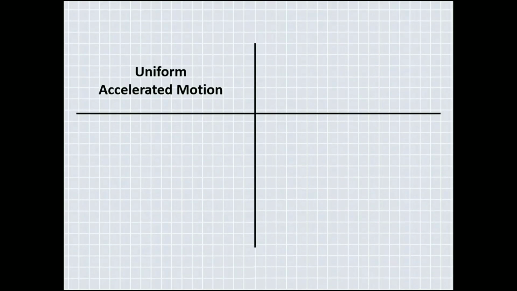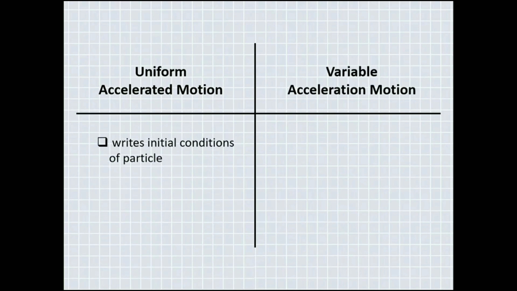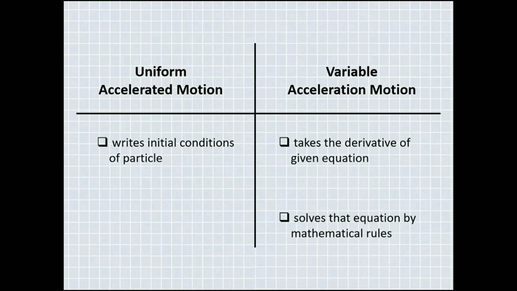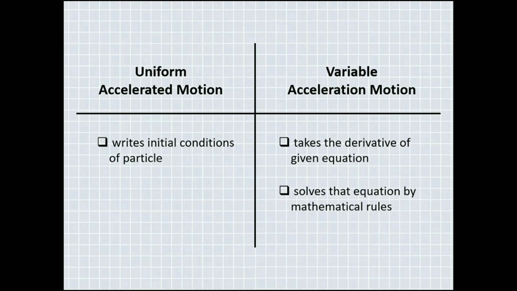So what is uniform accelerated motion and variable accelerated motion? Uniform accelerated motion uses the initial conditions of the particle, while variable accelerated motion takes the derivative of the given equation and solves the equation by mathematical rules.